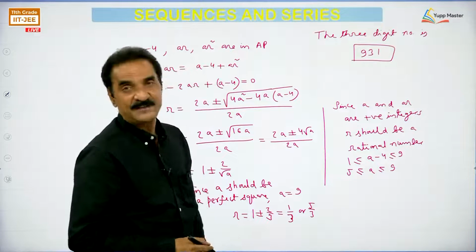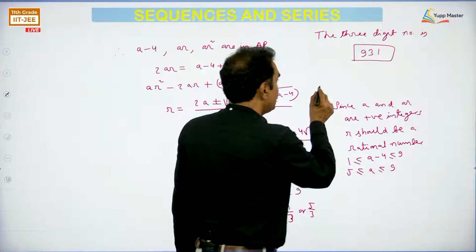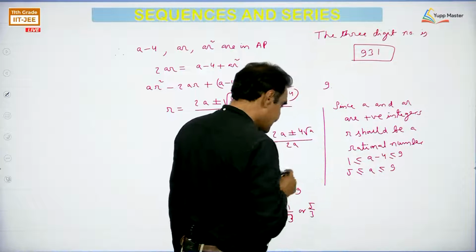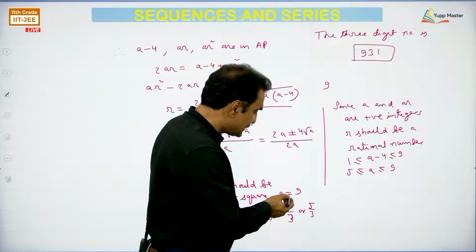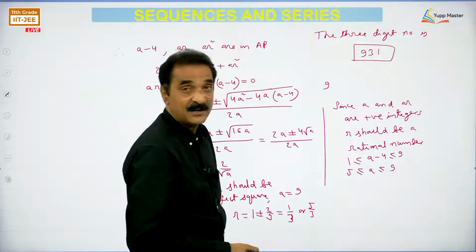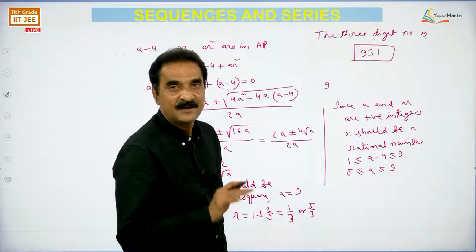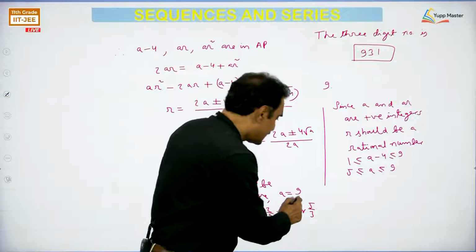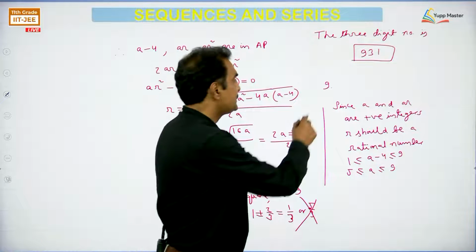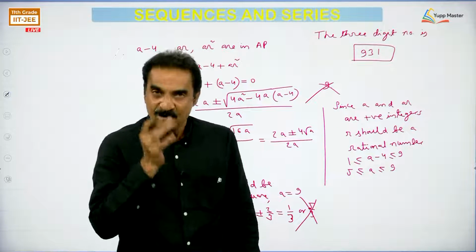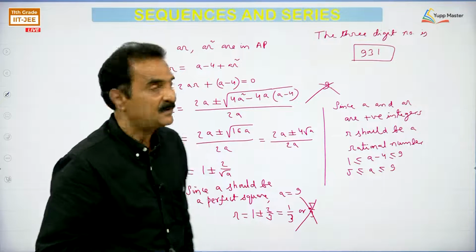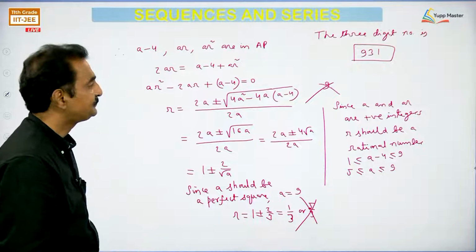If you take 5 by 3, r is equal to 5 by 3, first digit is 9, second digit is ar. ar means 9 into 5 by 3, you are getting 15, but a digit cannot be 15. So, this case is ruled out, is it not? So, we are getting only one answer, that is 931. Let us proceed to the next question.